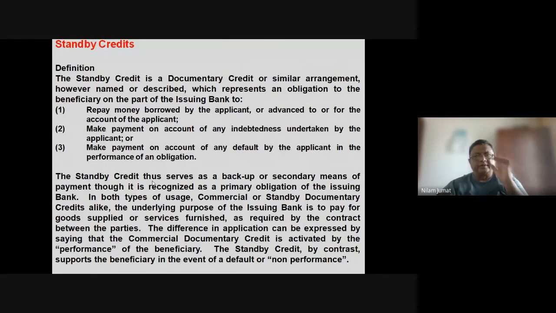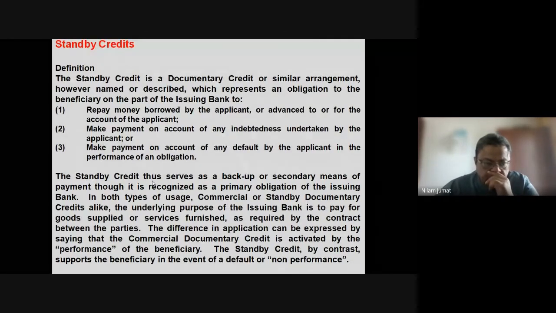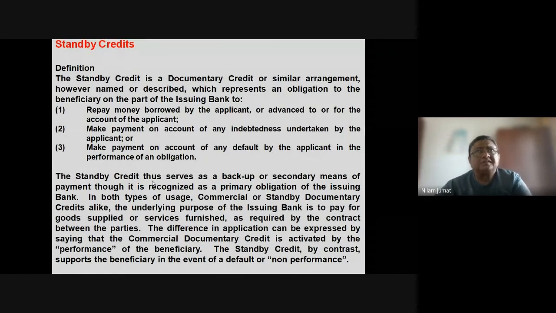So then what they do is, since the exporter tells the importer, you are insisting on open account, no? Right? I know I have dealt with you for a long time. I have a little trust in you, but I cannot totally trust you.